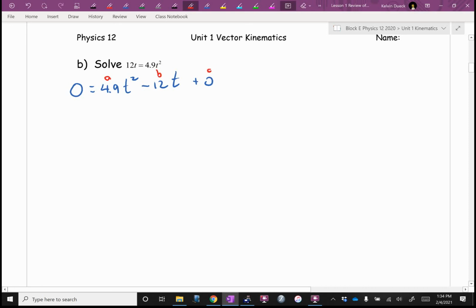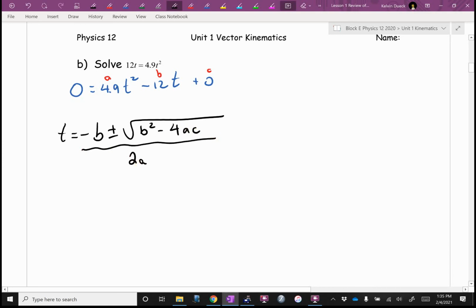If you have the solver and you want to use your solver, you can. If you have the solver but you want to do this longhand, you can. Those of you that don't have the solver, it's time for our friend, the quadratic formula. T equals -b plus or minus the square root of b squared minus 4ac all over 2a.